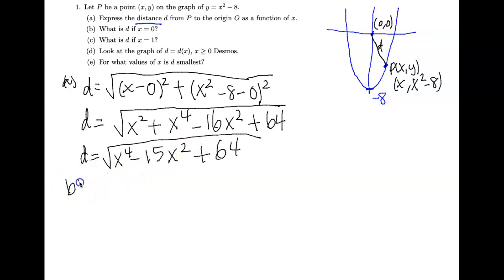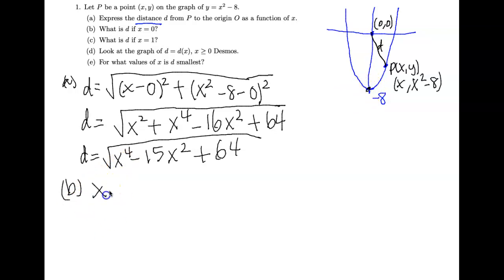So for part B, what part B is asking, we don't even really need to use this function. We can verify it for sure, but what we're wanting to know is what's the distance between the origin and the point on the curve when x is 0. When x is 0, the y coordinate is negative 8, so we're wanting to know the distance between (0, 0) and (0, -8). That distance is going to be 8.